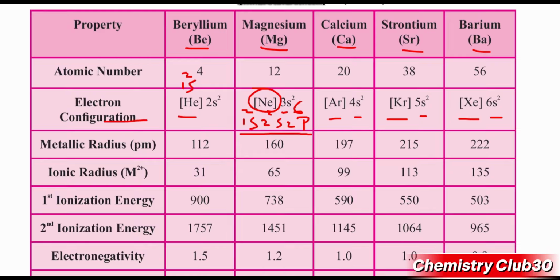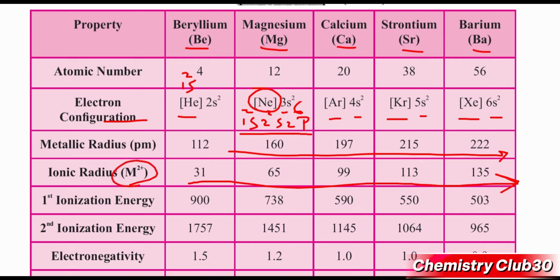Metallic radius increases from top to bottom as we can see here. 112 picometer is the atomic radius of beryllium, and after that the atomic radius is increasing and the maximum is for barium, which is present at the bottom. Ionic radius also increases as we move from top to bottom. Beryllium has the lowest ionic radius, which is 31, and the maximum is barium, which is 135. This radius is representing the bivalent cation.